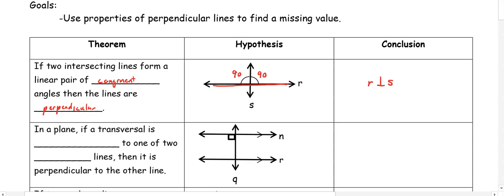In the second theorem, in a plane, if a transversal is perpendicular to one of two parallel lines, then it's perpendicular to the other. So if Q is perpendicular to N and N is parallel to R because we have these arrows that match, we can then say that Q is perpendicular to R.